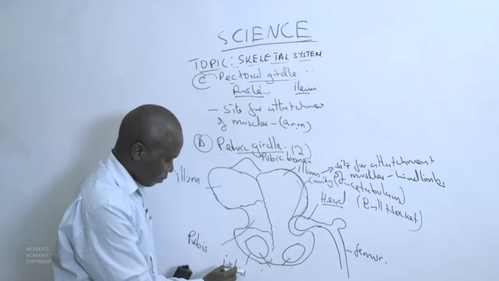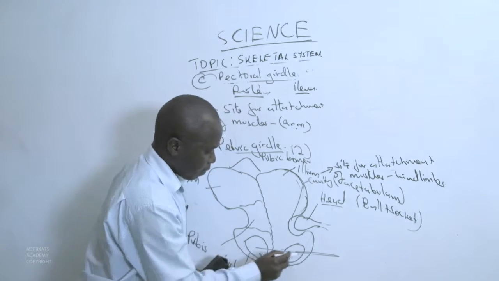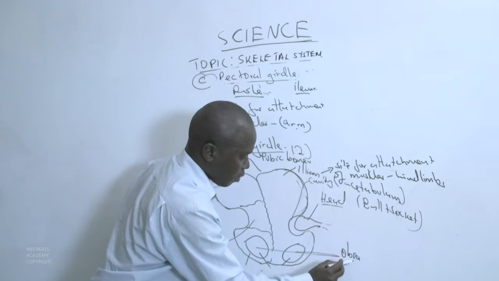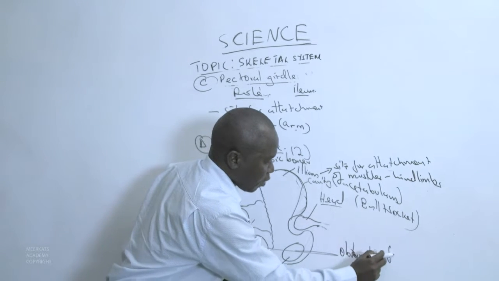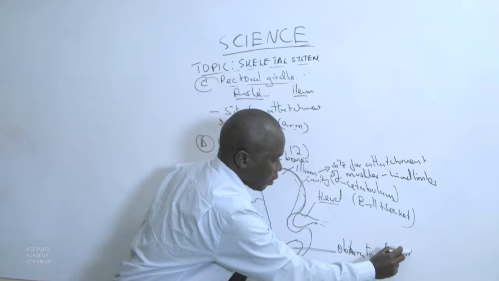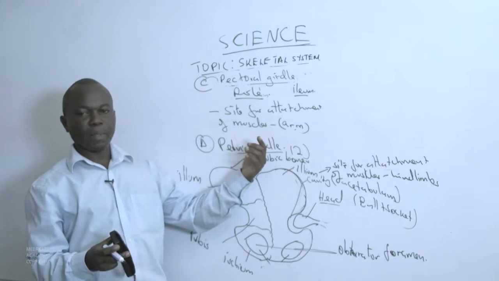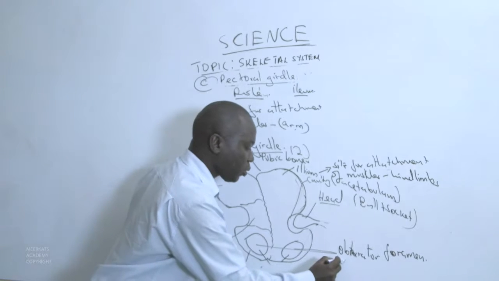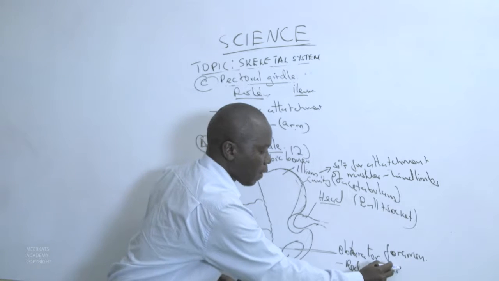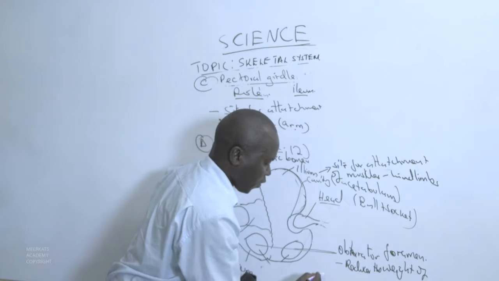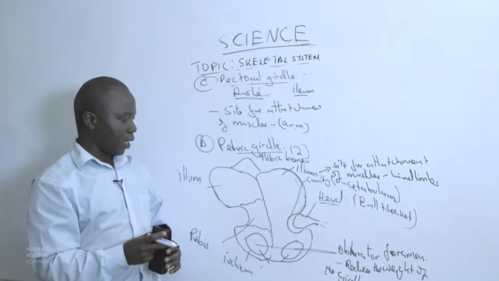Then the ischium. I've said it has 2 holes there, the obturator foramen. They are very large holes inside that pelvic girdle. The reason is to reduce the weight of the girdle.